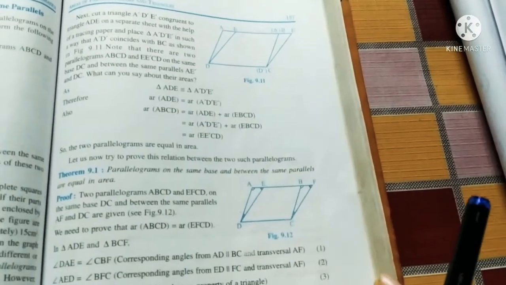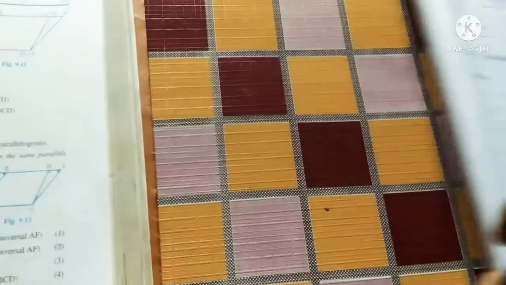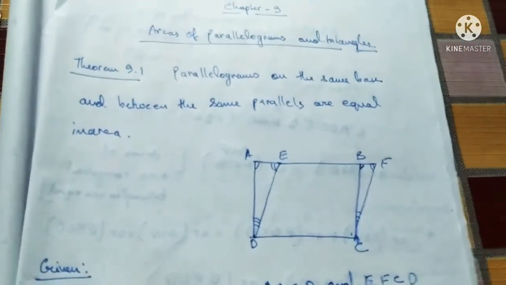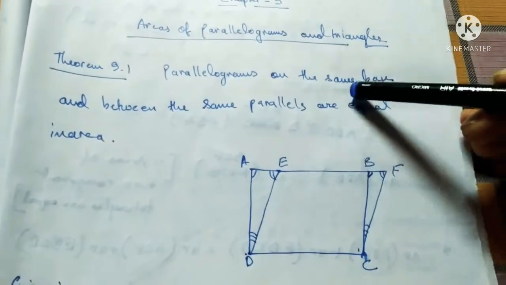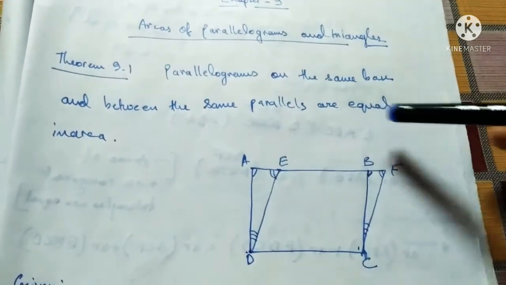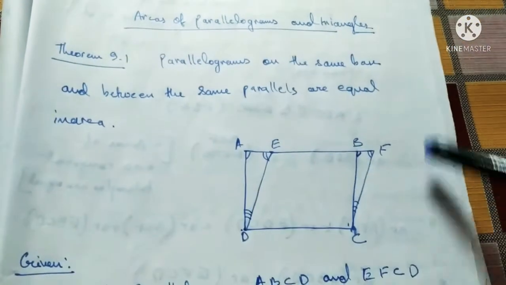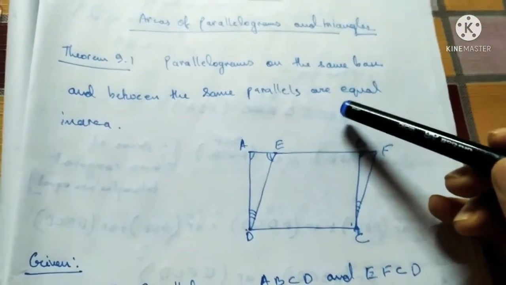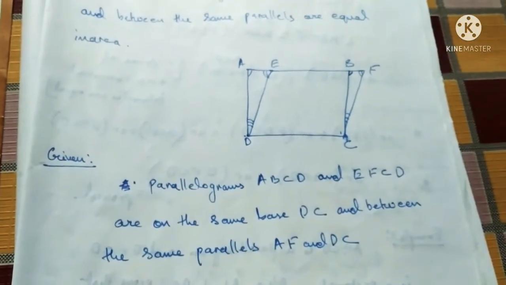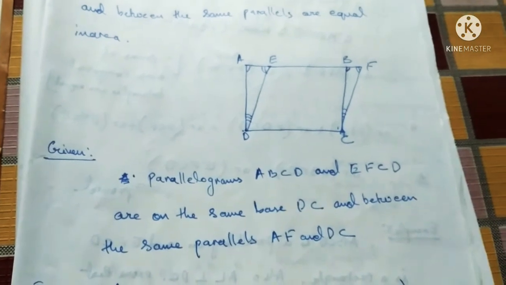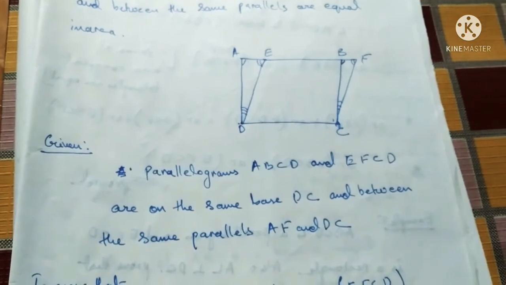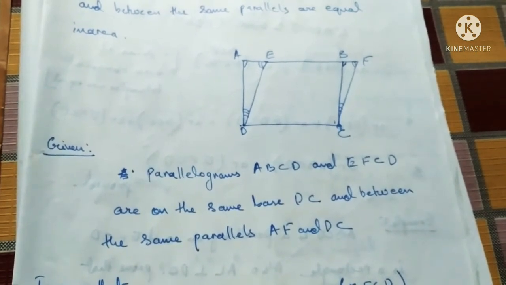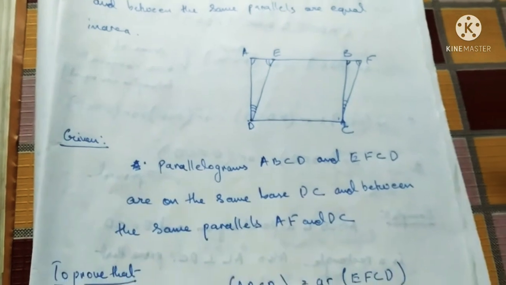Now I will have to prove it. So theorem 9.1 I will prove it. Theorem 9.1: parallelograms on the same base and between the same parallels are equal in area. This is your diagram. Now first of all, I will write the given: parallelograms ABCD and EFCD are on the same base DC and between the same parallels AF and DC. This is our given.